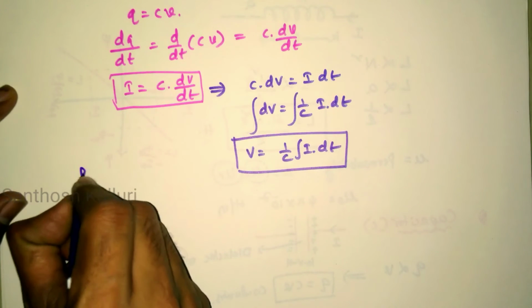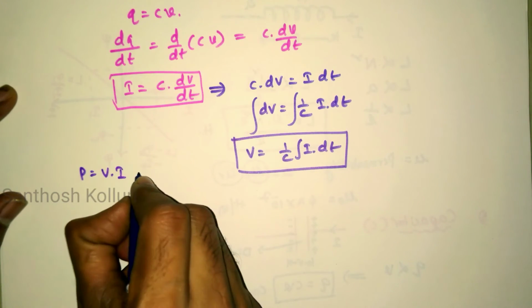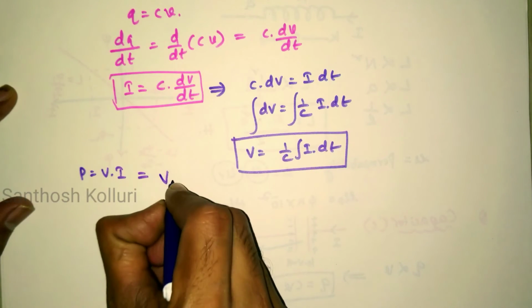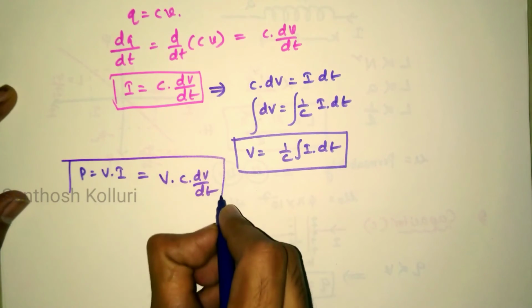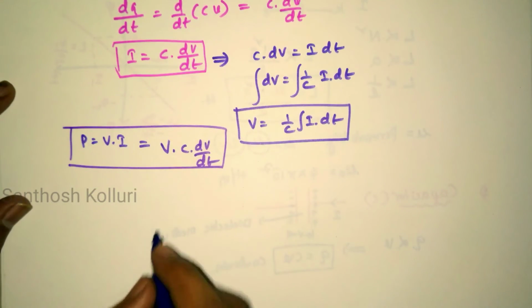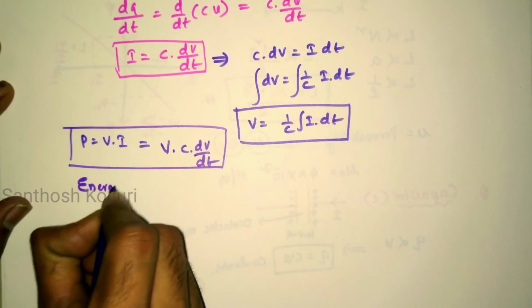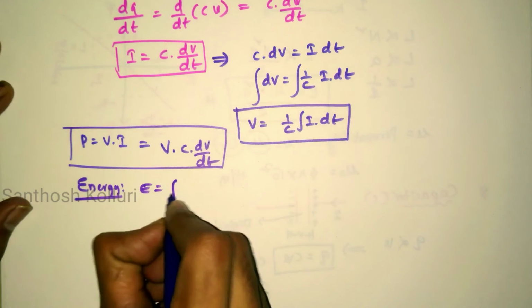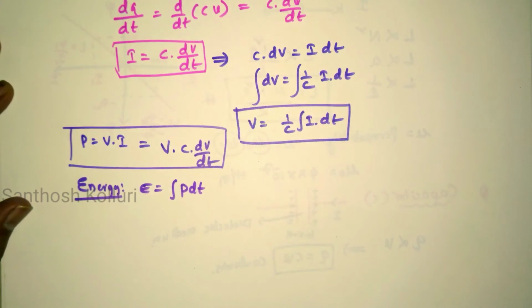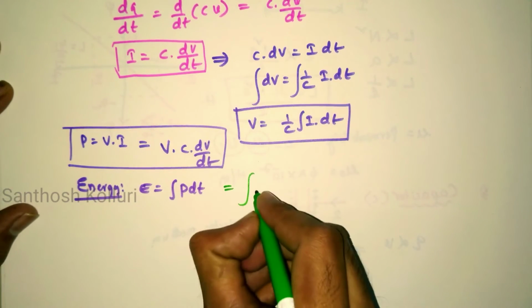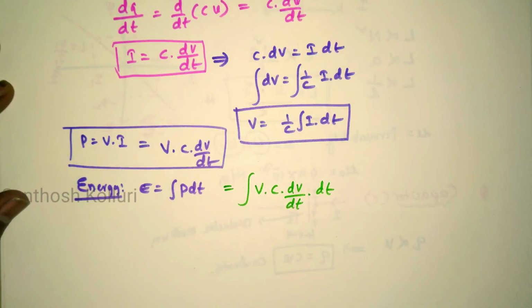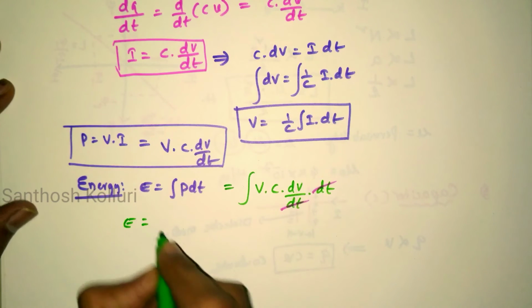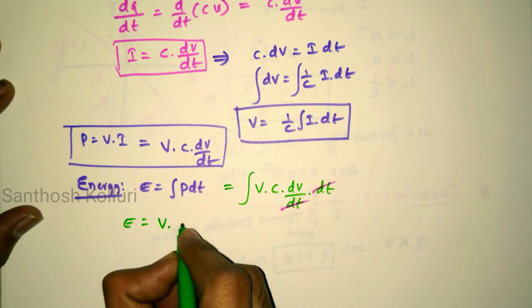Power is equal to V into I. Here I am taking the formula of I, which is equal to C into dV by dt. So this is the formula for power for a capacitor. The energy stored in the capacitor can be written as E is equal to integration of P dt, therefore the integration of V into C into dV by dt into dt. The dt and dt cancel out here.